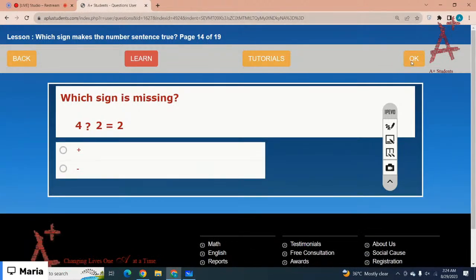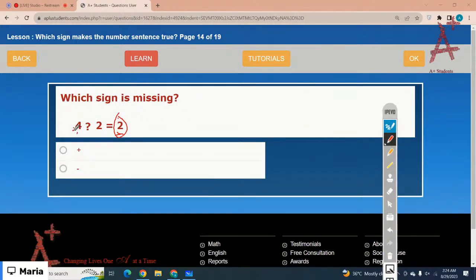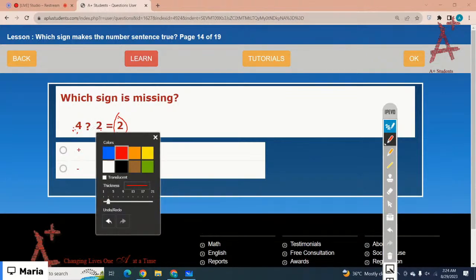Which sign is missing? Okay, now you can see here you have 2, right? 2 is smaller than or equal to this one, right? That means you can make a smaller number on the other side by subtracting two numbers. So you have to subtract: 4 take away 2 equals 2. The correct option is the negative sign, right?